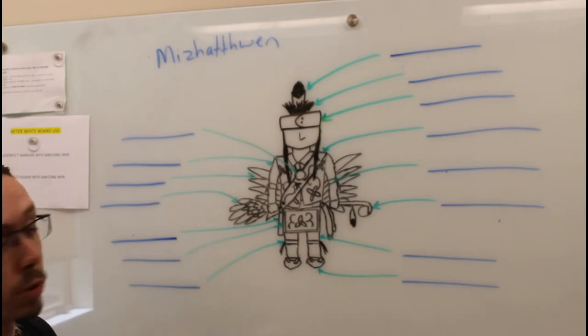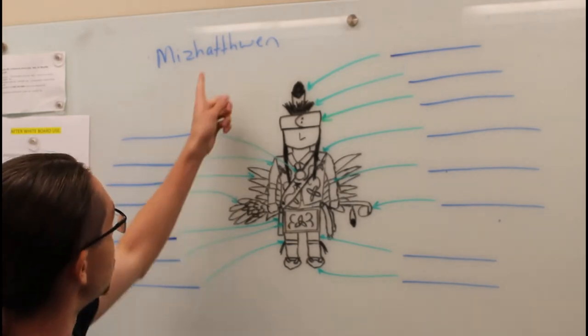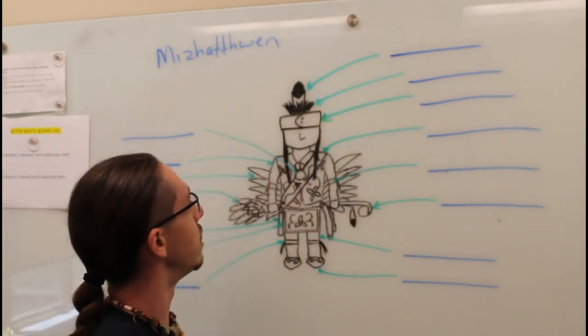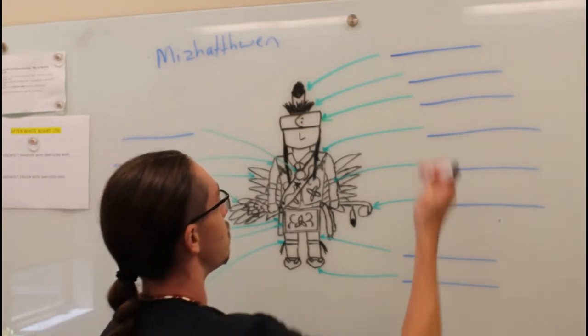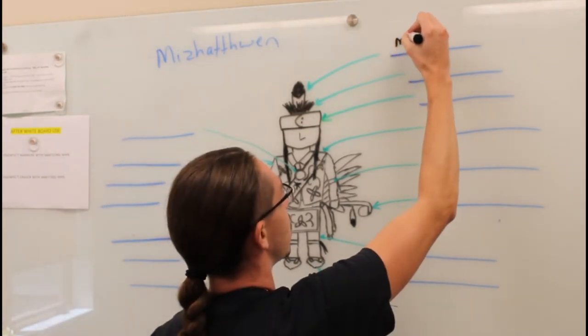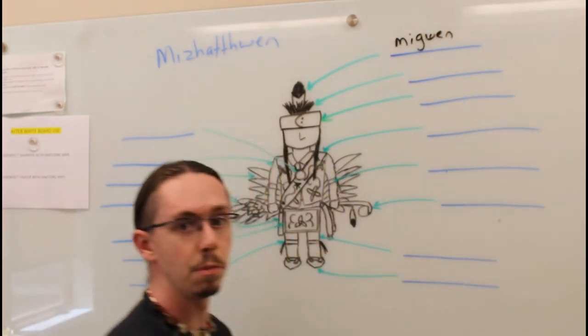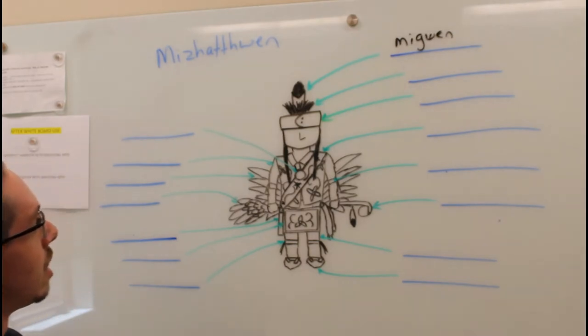Mijachuan is our word for regalia. It literally means fancy clothes. So we'll start over on this side here. A feather we call miguan. Something that is given. Feathers are given to us by birds. Miguan.